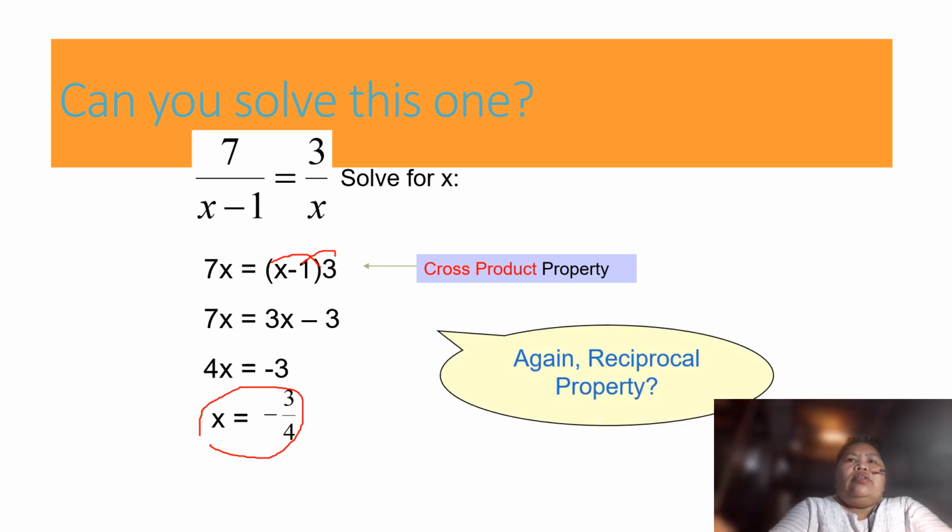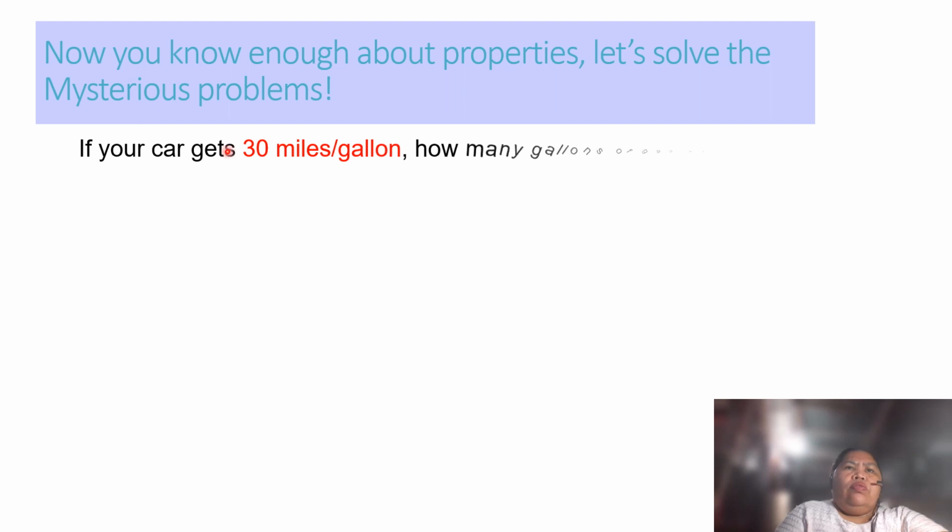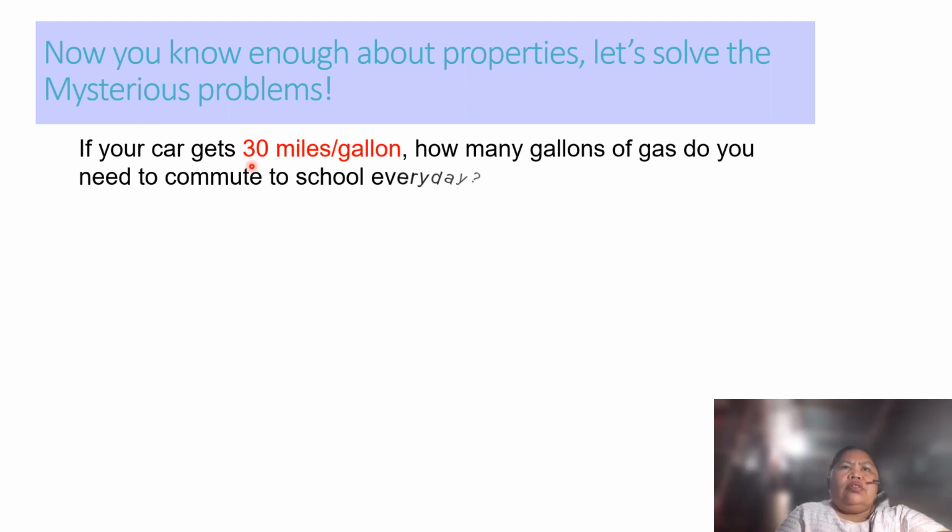So again, now you know enough about properties. So let's solve the mysterious problem. If your car gets 30 miles per gallon, how many gallons of gas do you need to commute to school every day?